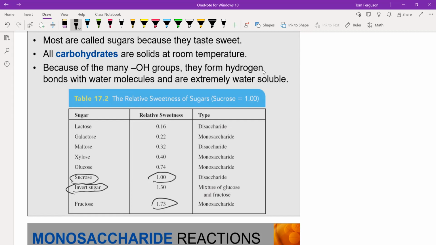Okay, invert sugar, it's found in honey, for example. It's a mixture of glucose and fructose. Sucrose is a covalently bound glucose and fructose. Invert sugar is a separate glucose and a separate fructose.